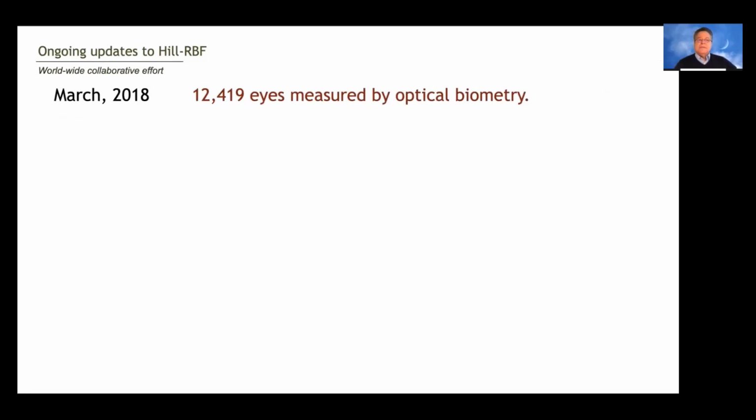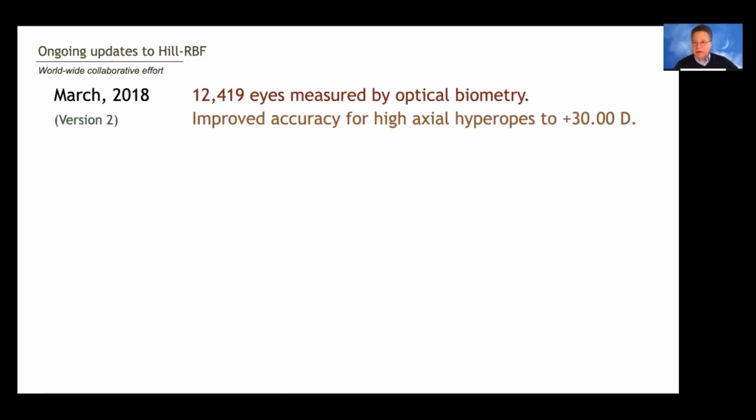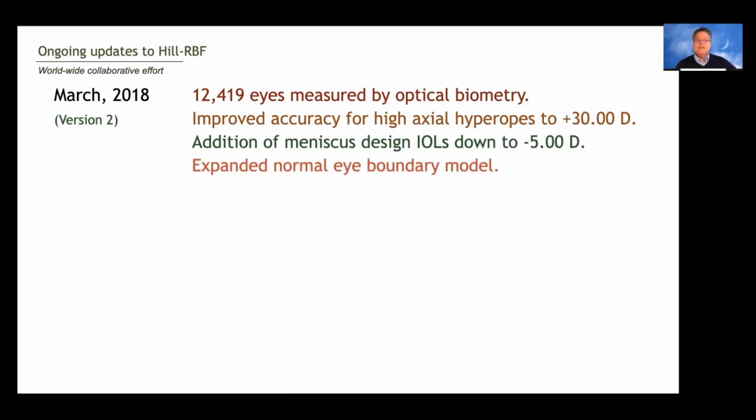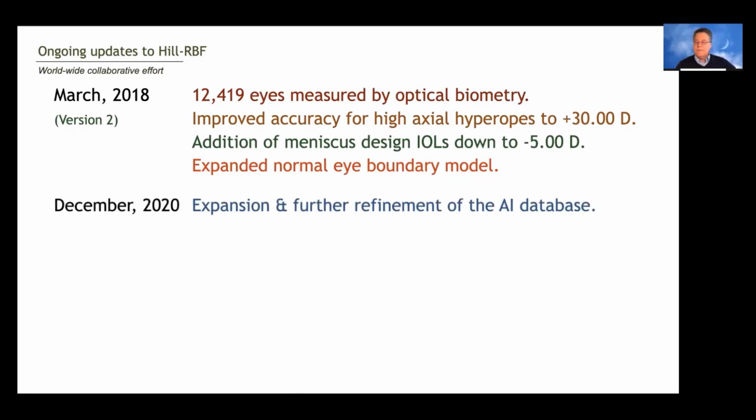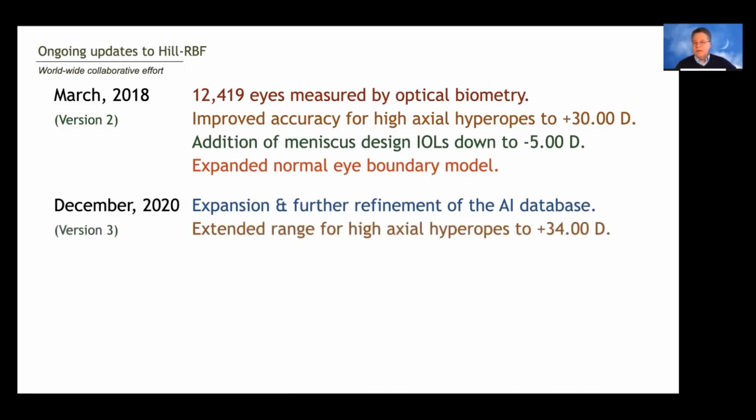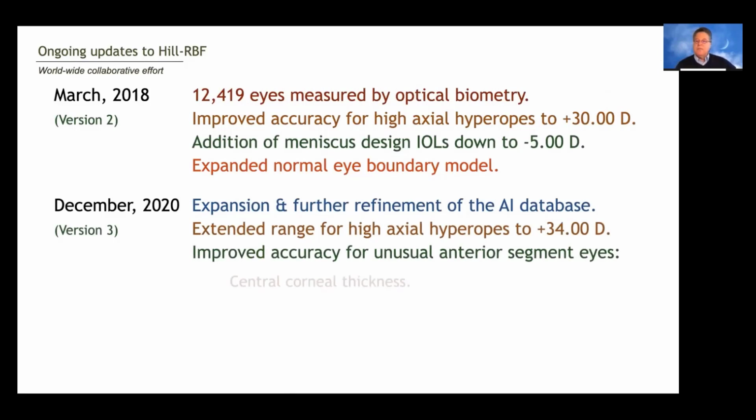So just a little summary. In March of 2018, we released version 2. Again, that was based on about 12,000 eyes. We took the power down to about -5 using meniscus lenses. Greatly expanded the boundary model, as you saw. For version 3, again, we've expanded the boundary model. We now reliably go up to 34 diopters, and in some cases as far as 36 diopters. And we have improved accuracy for unusual anterior segments.